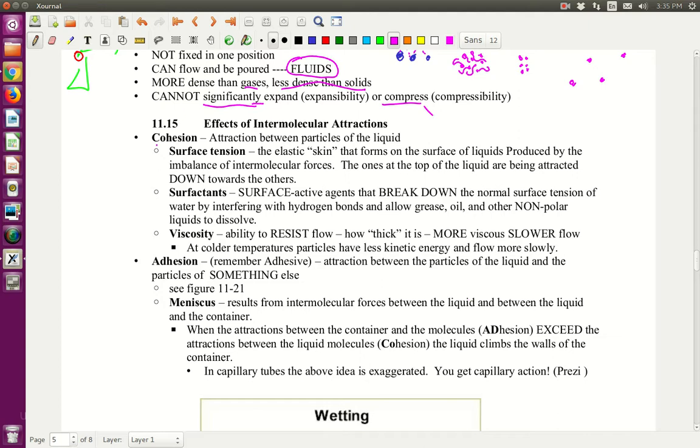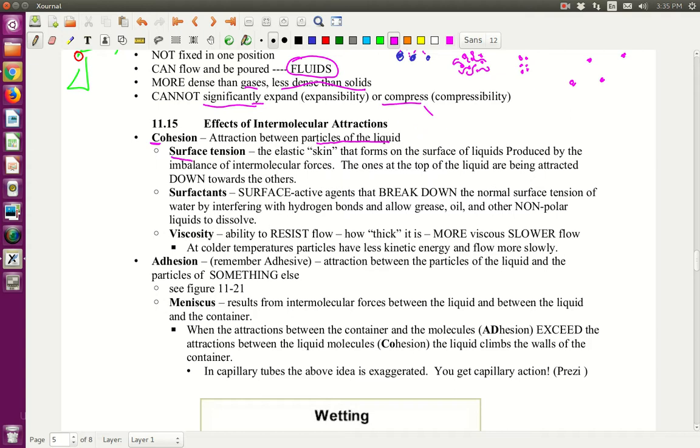Co means together. And if you're adhering or cohering to something, you're sticking to it. So cohesion is attraction between the particles of the liquid. They're sticking to each other. Co is together, so sticking to each other, coming together, like cooperating. Cohesion, cohering, adhering. We're sticking together.